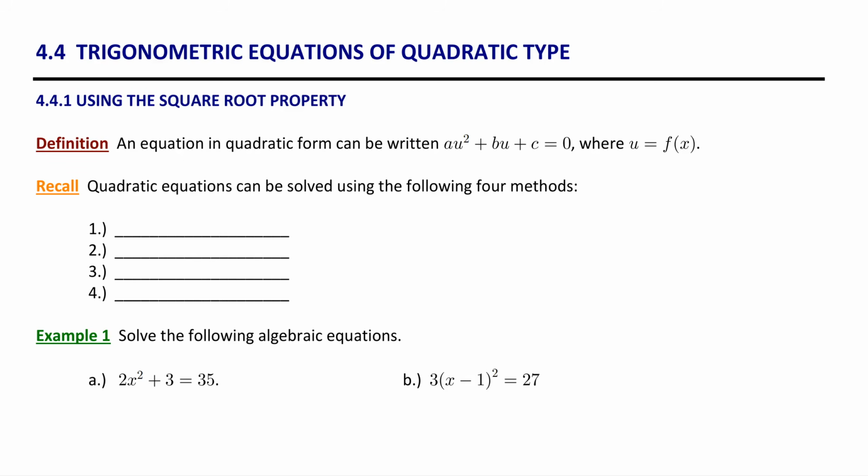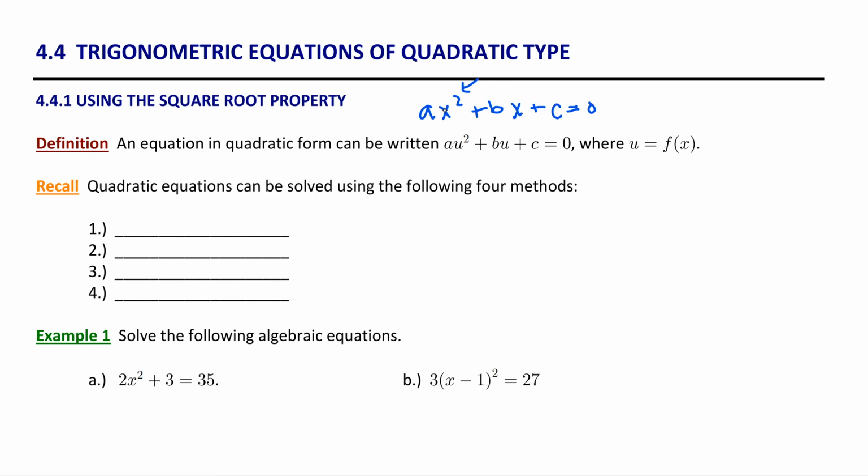Let's wrap up our study of trigonometric equations by learning about trigonometric equations of quadratic type. Recall from college algebra that a quadratic equation takes the form ax squared plus bx plus c equals 0. That is, it is a degree 2 equation.